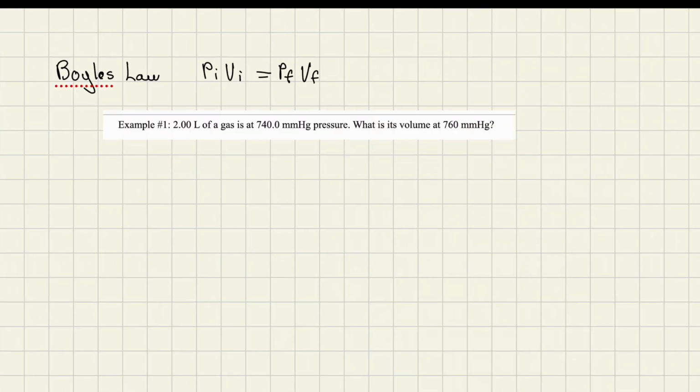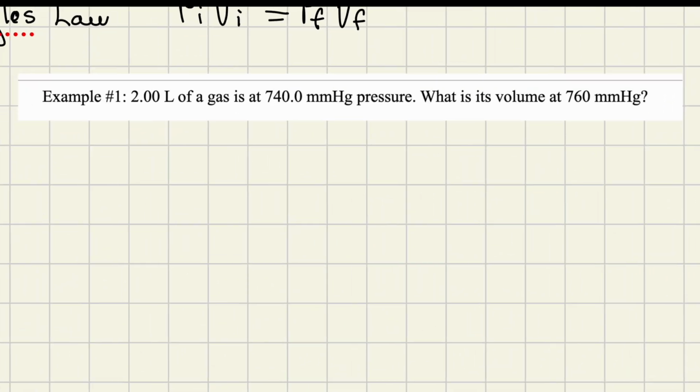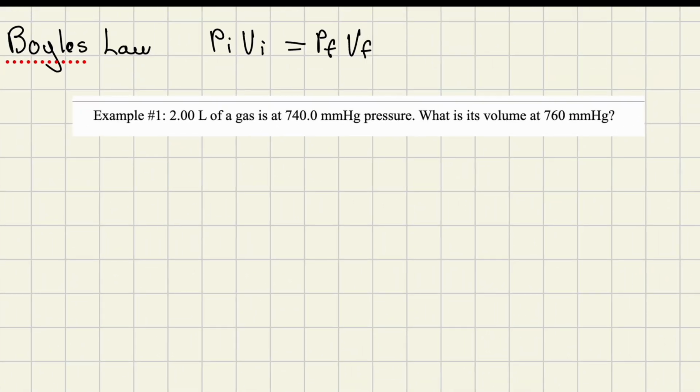So you might get something like here. You're given 2.00 liters of gas at 740, I believe that's like millimeters of mercury or something. That's our pressure, and we're asked what is the volume at 760 millimeters of mercury.